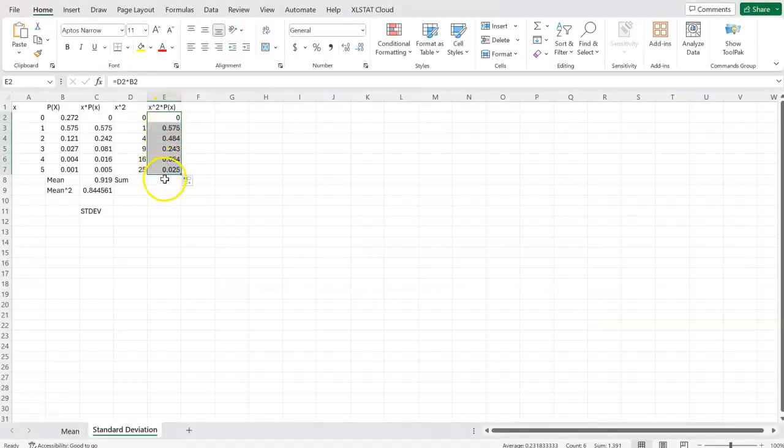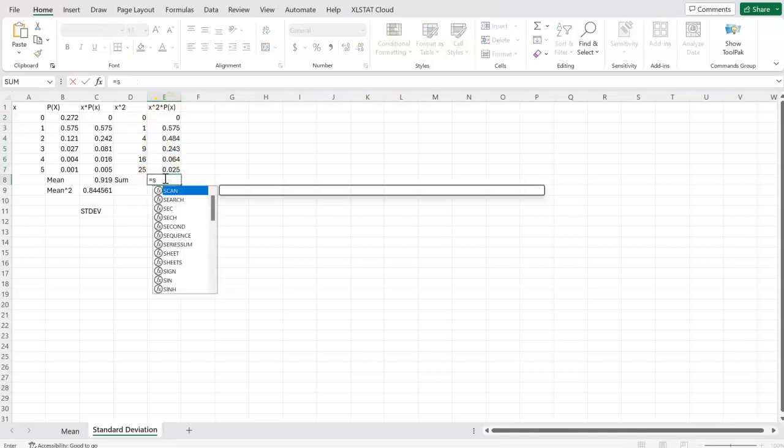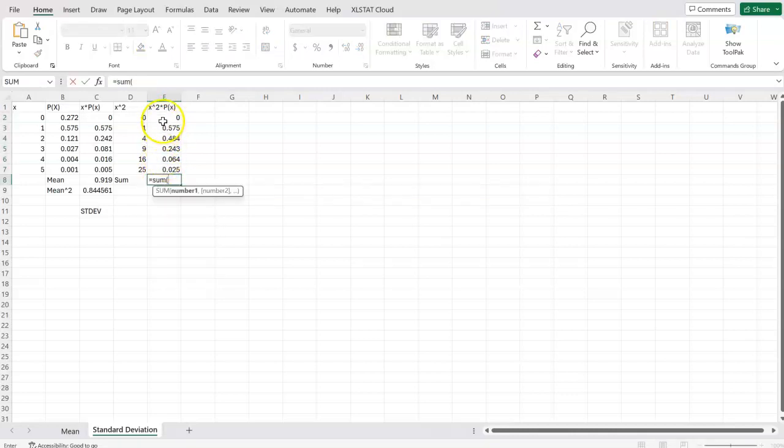So here are my x squared times p of x, and I need the sum of those. So equal sum, open parentheses. I'm going to scroll this down, and that's going to give me the sum, 1.391.